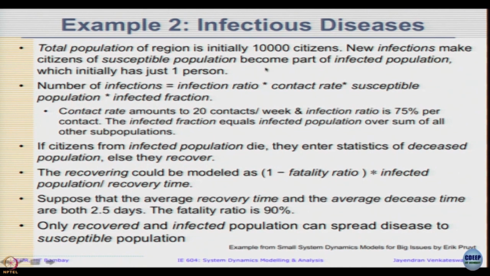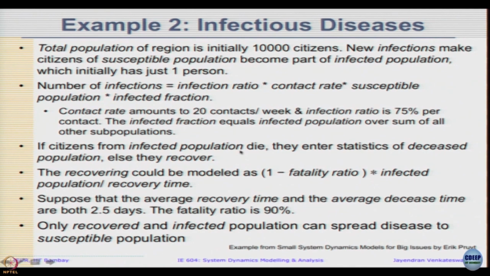The number of infections is the infection ratio and contact rate times the susceptible population and infected fraction. Again, the model is quite straightforward there. The values of contact rate and infection ratio are given, and the fraction infected equals the infected population over the sum of all other subpopulations. Let us see what the other subpopulations are. Right now, it is only susceptible and infected.